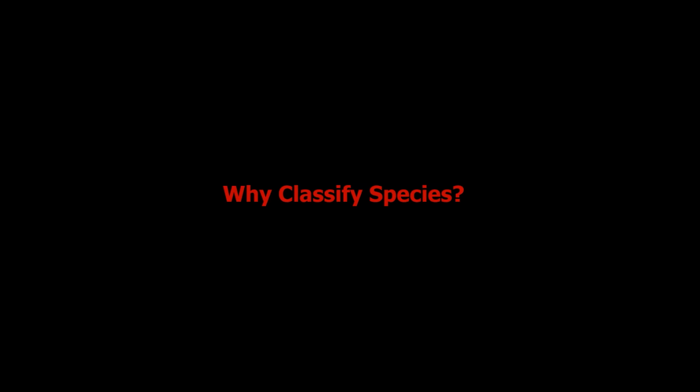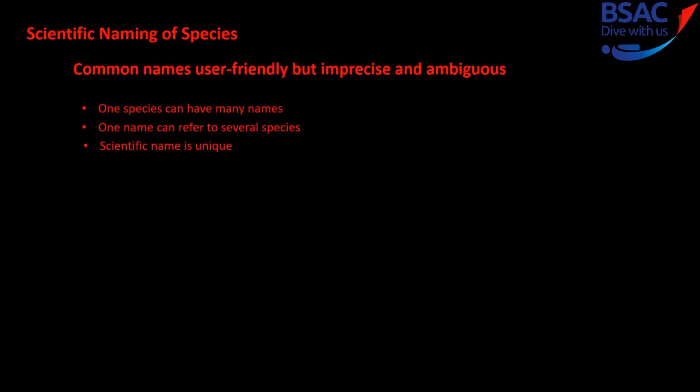Why classify species? I would now like to introduce you to the scientific naming of species. Common names are user-friendly but are imprecise and ambiguous. One species can have many common names. One common name can refer to several species. However, scientific names are always unique.